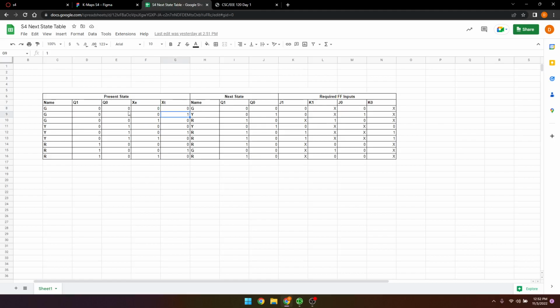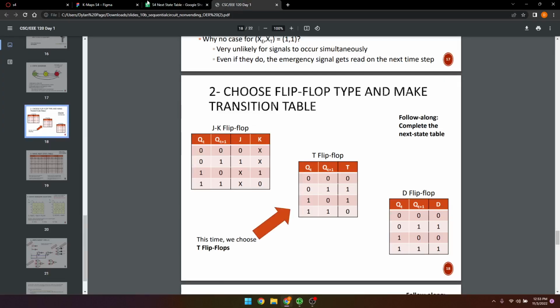If the timer's up and it's at green, well, it's going to go to yellow. And if it's an emergency, we're going to go straight to red. And so on and so forth down the chart. And to get the J1 and K1, J0, K0 values, all you have to do is, for this one, just look at Q1 in the present state table and what it goes to in the next state table, and then find your J1 based off of our transition table.